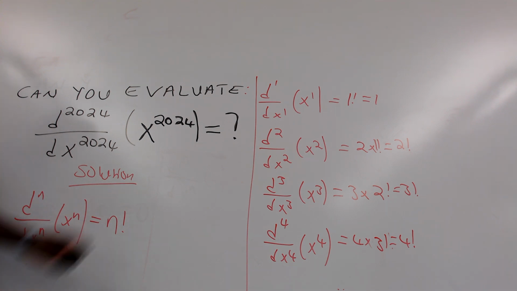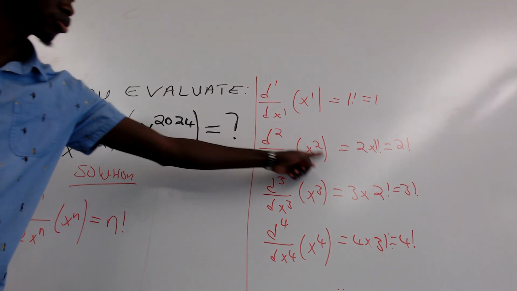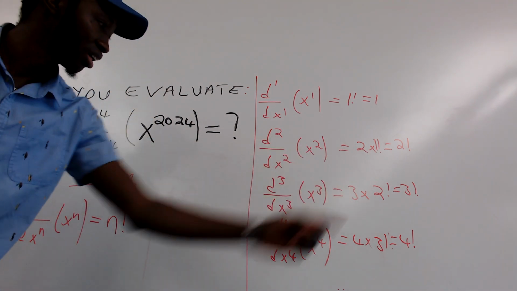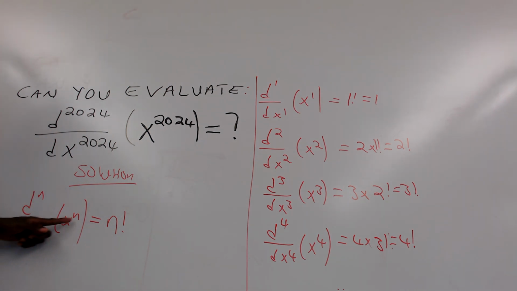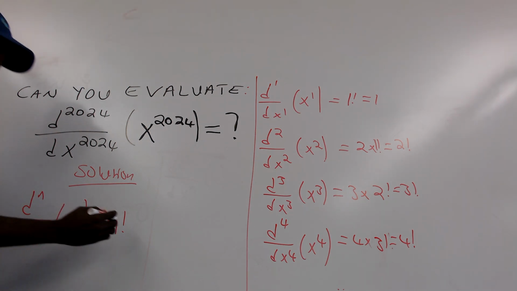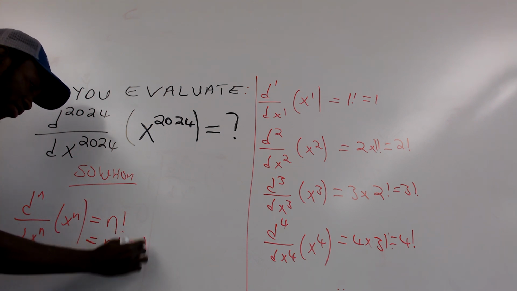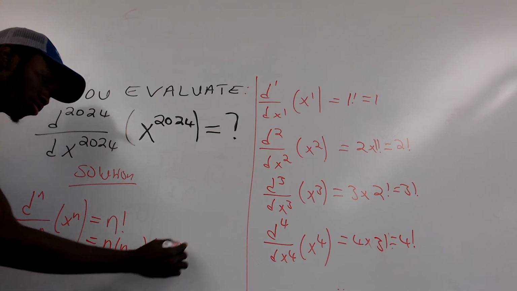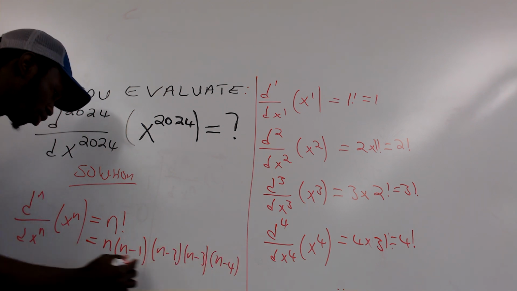This is the trend. For 1, 1, we have 1 factorial; for 2, 2, we have 2 factorial; for 3, 3, we have 3 factorial; for 4, 4, we have 4 factorial. So when we have n, n, we have n factorial. But this n factorial can be simplified as n times n minus 1, times n minus 2, times n minus 3, and so on. It depends on how you want to leave it.